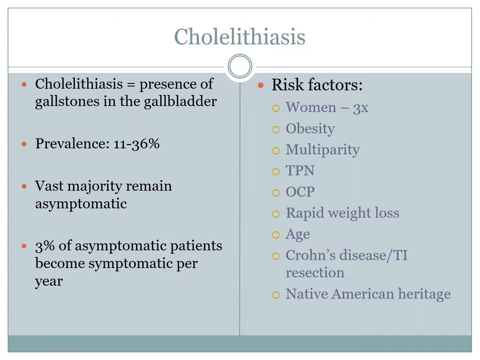Risk factors, and we all know the mnemonics. So women are 3 times more likely, obese, multiple kids, people on TPN. When I was a medical student, I really didn't know what the hell TPN was. So it's total parenteral nutrition. It's basically just sugars, fats, proteins, and other nutrients through IV. So it's IV nutrition.